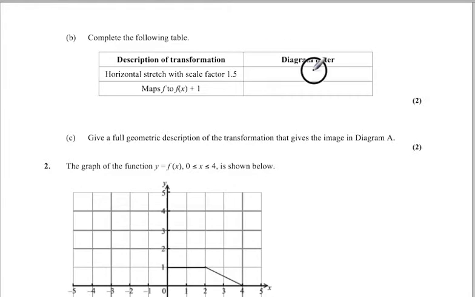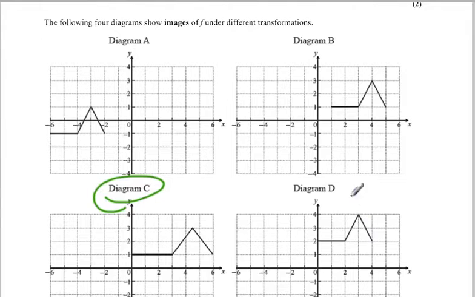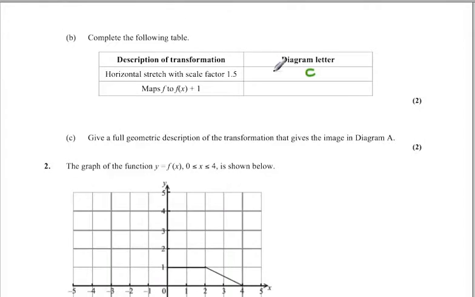So for example, this one is C, and maps f to f of x plus 1, so this is a vertical translation up by 1, and the only one of these 4 that is a vertical translation up by 1 is diagram D. Because we can see that it's just been moved up by 1. So this is D.